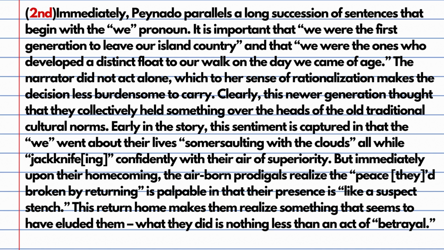So check this out. Immediately, Penato parallels a long succession of sentences that begin with the we pronoun. All right, cool. Syntax. "It is important that we were the first generation to leave our island country and that we were the ones who developed a distinct float to our walk on the day we came of age." All right, so let's talk about a couple of things here.